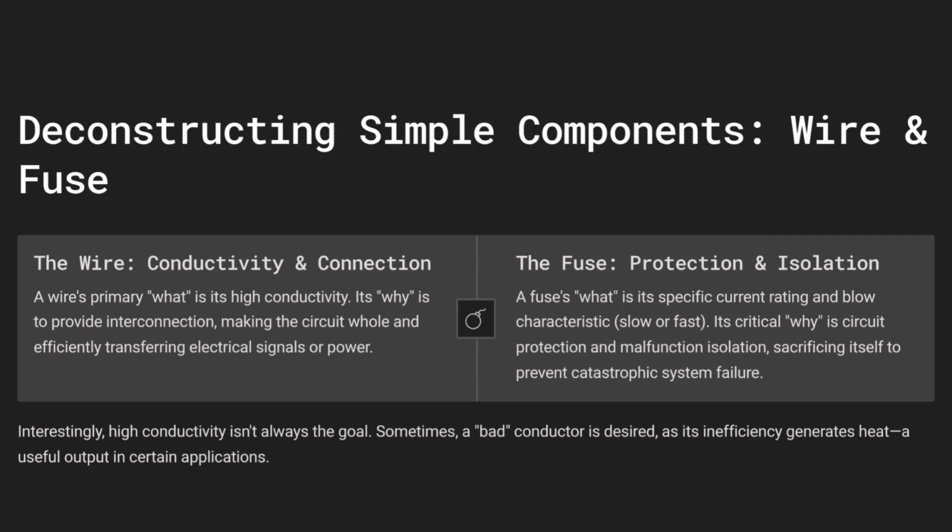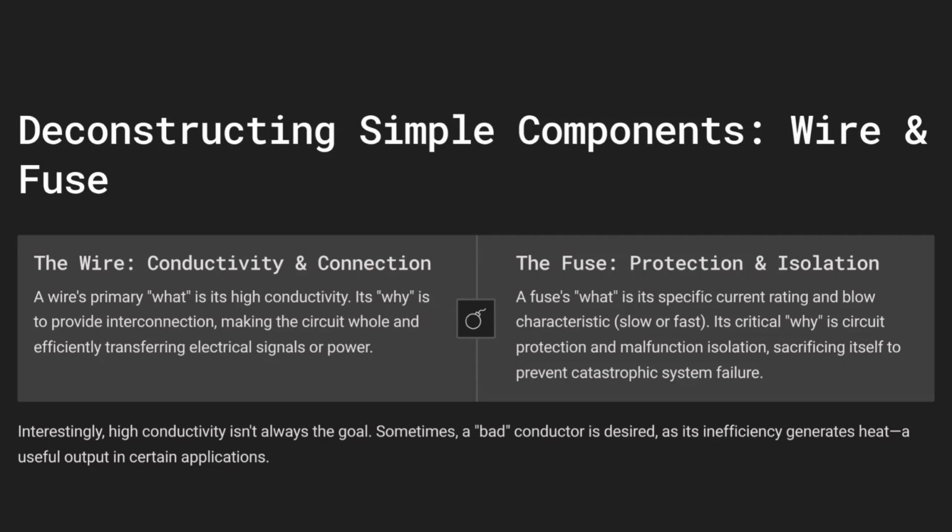But a fuse is different. Very different. The what of a fuse is defined by its current rating and maybe if it's a slow blow or a fast blow type. But the why, the really critical why, is circuit protection. It's circuit protection and, I'd argue more importantly, malfunction isolation. It ensures that if one part of your system fails catastrophically, the fuse is that designated weak point. It sacrifices itself to save everything else.